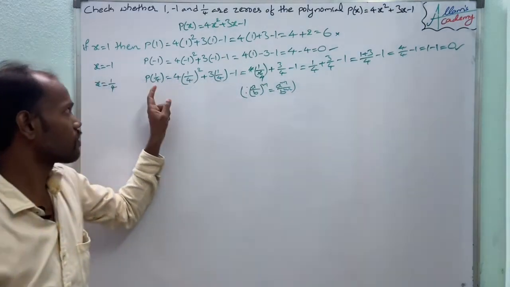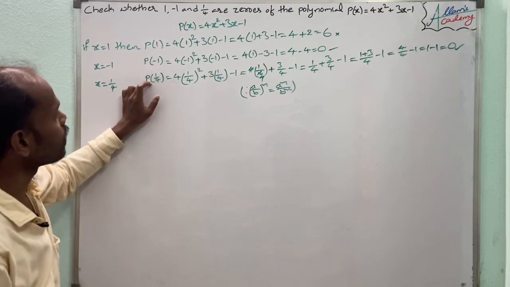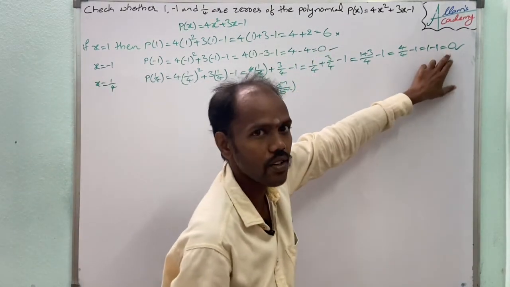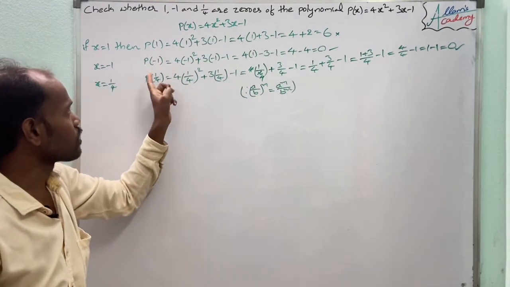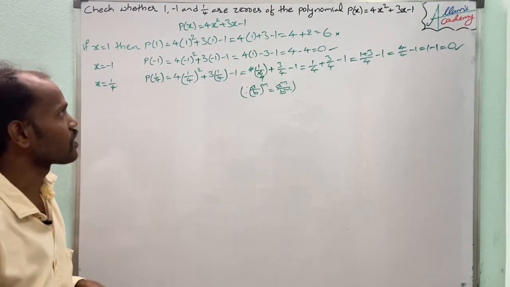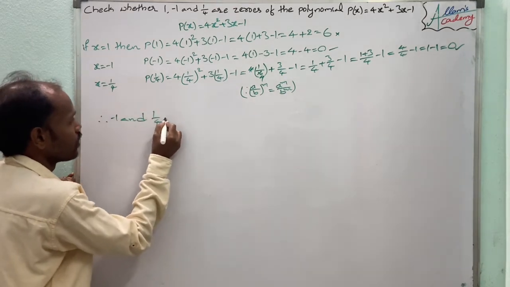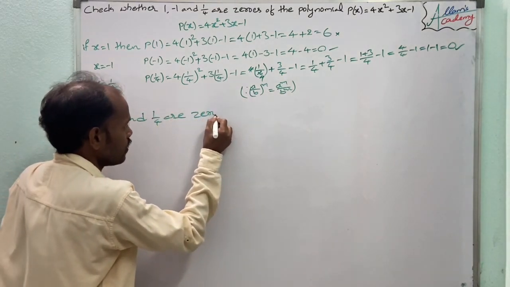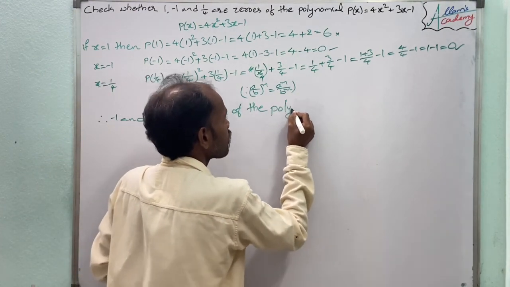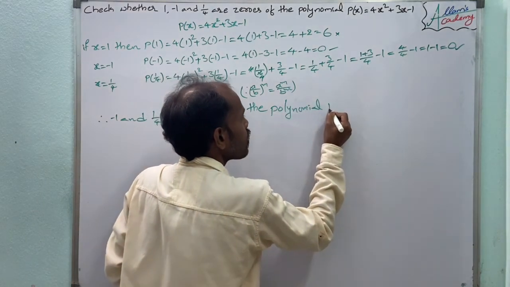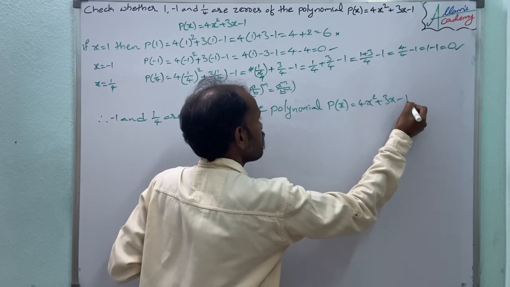So here 1 by 4 is also satisfied. When we substitute minus 1 and 1 by 4 we get 0, but when we substitute 1 we get 6. So minus 1 and 1 by 4 are the zeros of the polynomial. Therefore, minus 1 and 1 by 4 are zeros of the polynomial p of x equal to 4x square plus 3x minus 1.